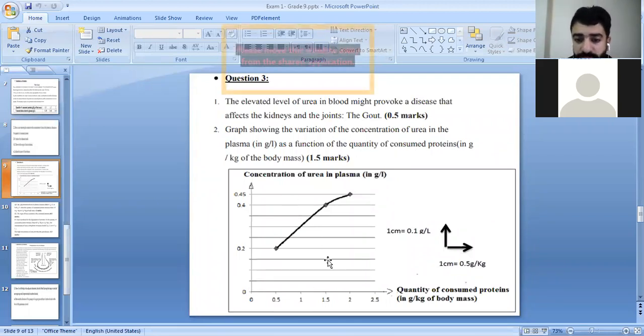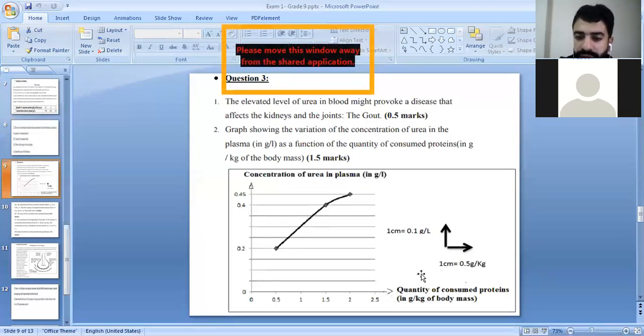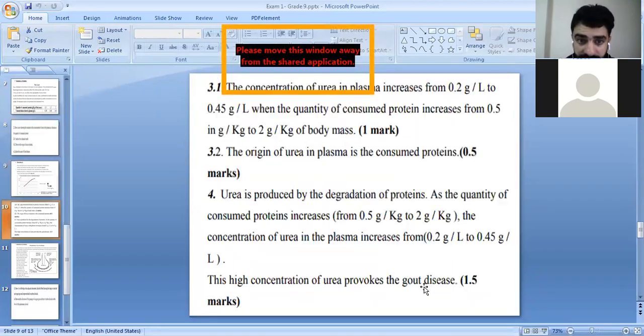So this graph is showing the variation of the concentration of urea in plasma in gram per liter as a function of the quantity of consumed proteins in gram per kilogram of body mass. This graph is worth 1.5 marks.